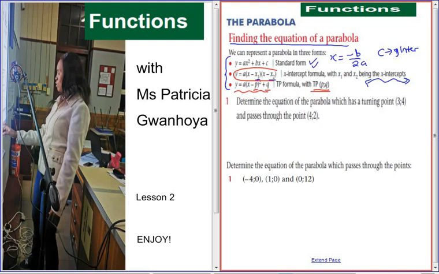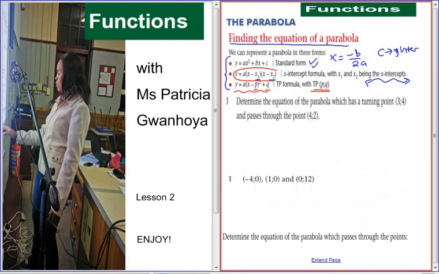Well, it's difficult to keep talking about math rather than just doing it, so let's go ahead and do it quickly. So let's start with the top number one. The question simply says, determine the equation of the parabola, which has a turning point at (3, 4), and it passes through this point, (4, 2).